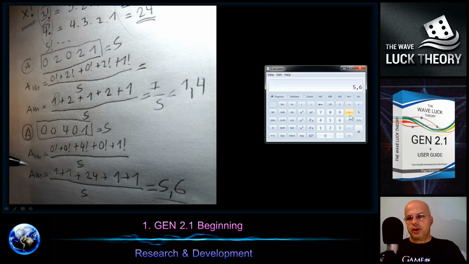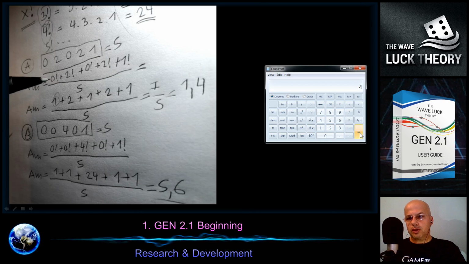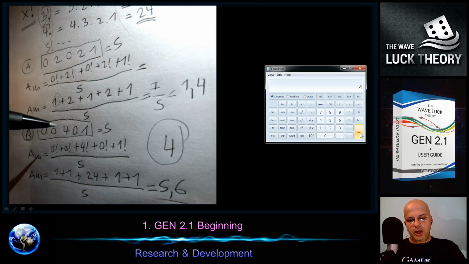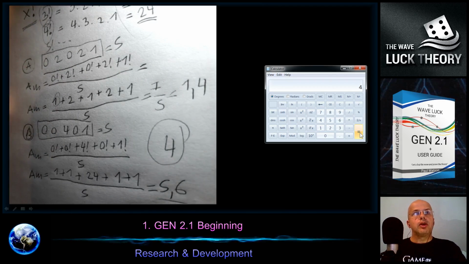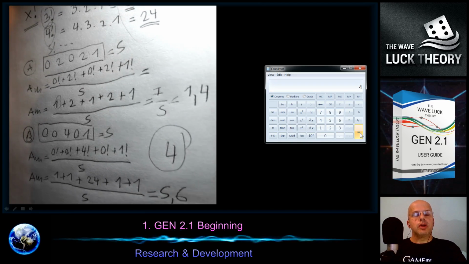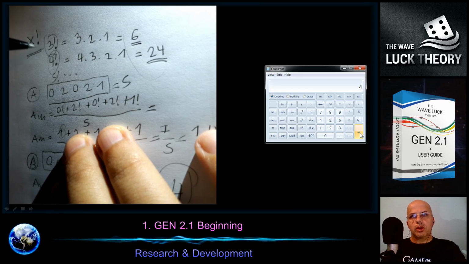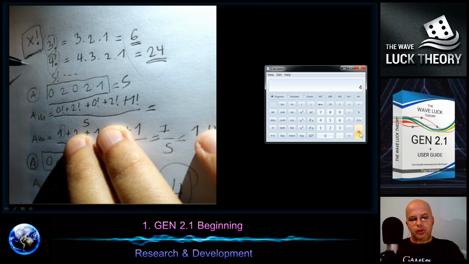And 5.6, if we compare it with the first wave, 1.4, is exactly 4 times. This wave is 4 times stronger than wave A, even though the sum is the same. So this is, I would say, a third rating I will add into Gene 2.1.